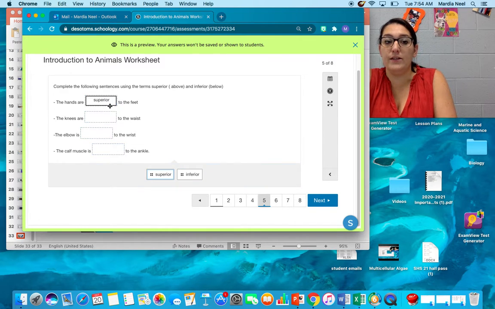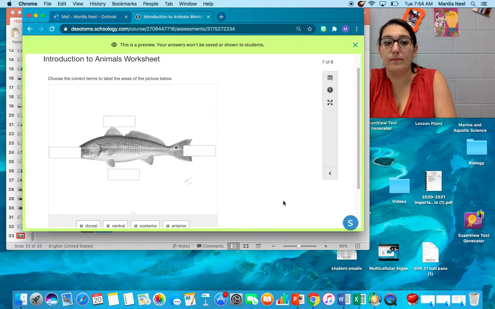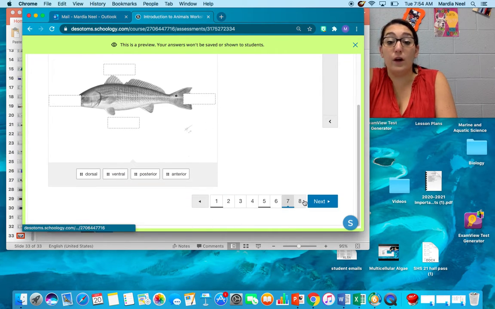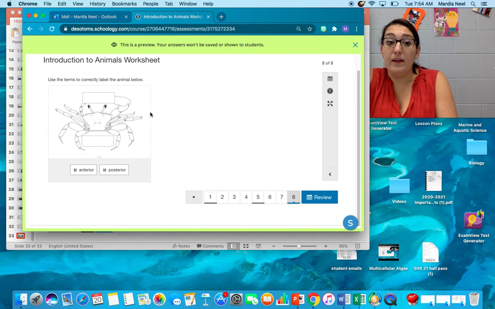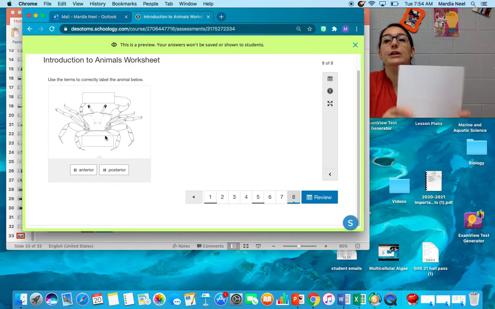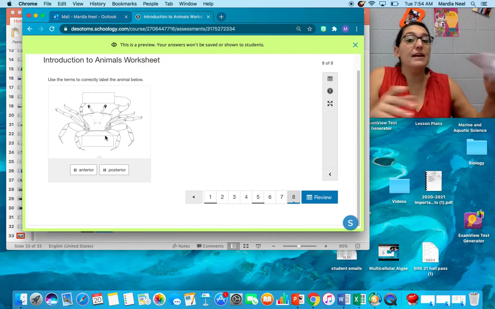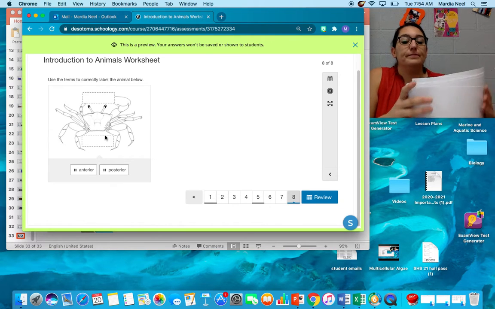So you're just going to click and drag that. It asks you to label the posterior, the anterior, the dorsal, and the ventral. You can always go back to your PowerPoint for that. And the same thing with the crab. It asks you to label the anterior, which is the front of the crab, and the posterior, which is the rear of the crab. If you have trouble determining the anterior of an animal, always look for its eyeballs, its head, or its brain. And that's going to be the anterior.